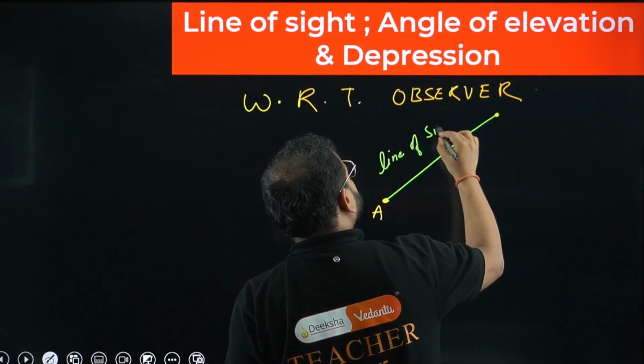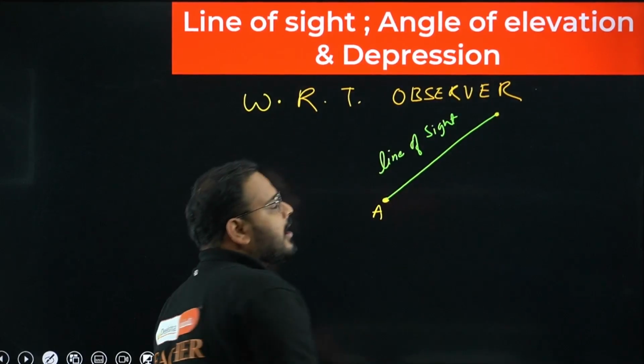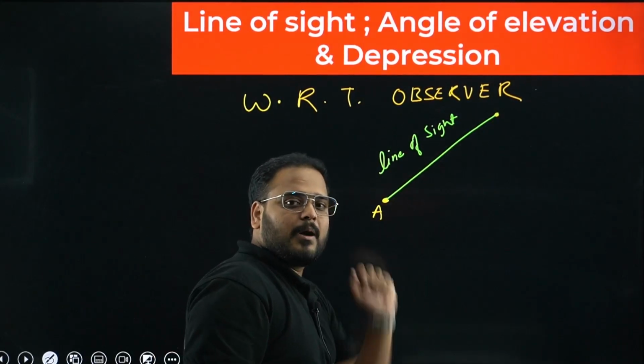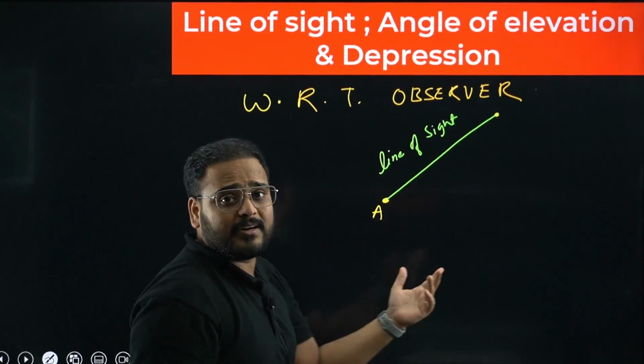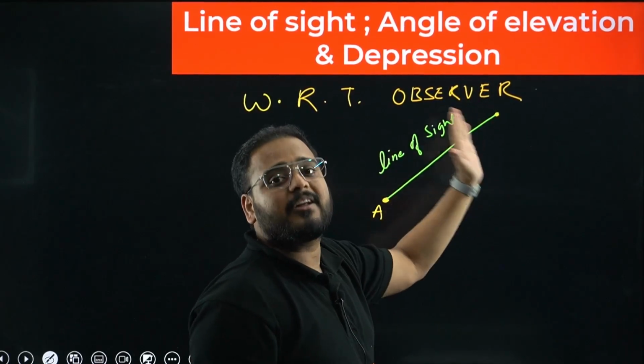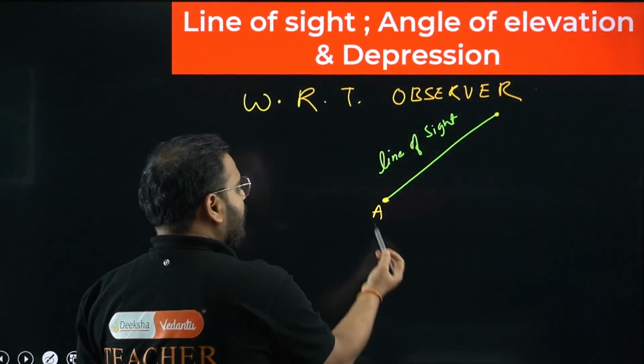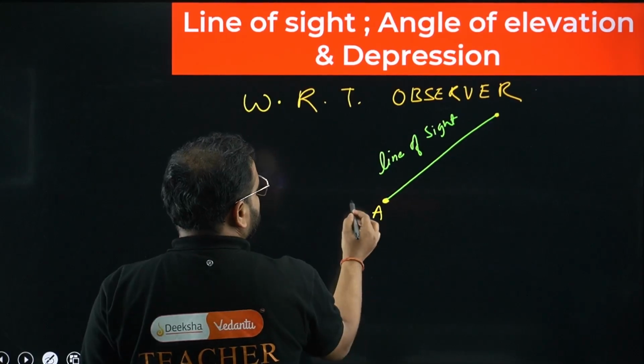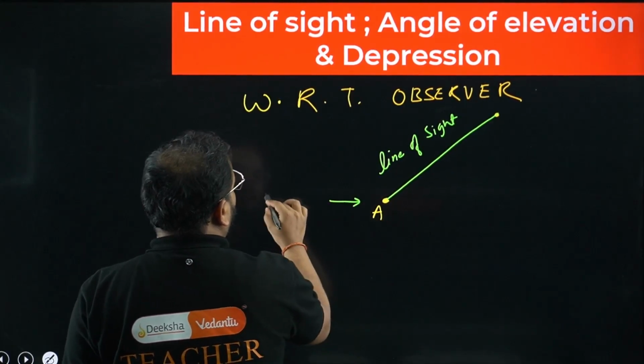Line of sight means from here I'm looking at that object. It can be a bird, it can be a plane, whatever it is. It can be a building's top where the flag is posted, whatever it is. So from here, the observer is placed over here. This is my what? This is my observer.